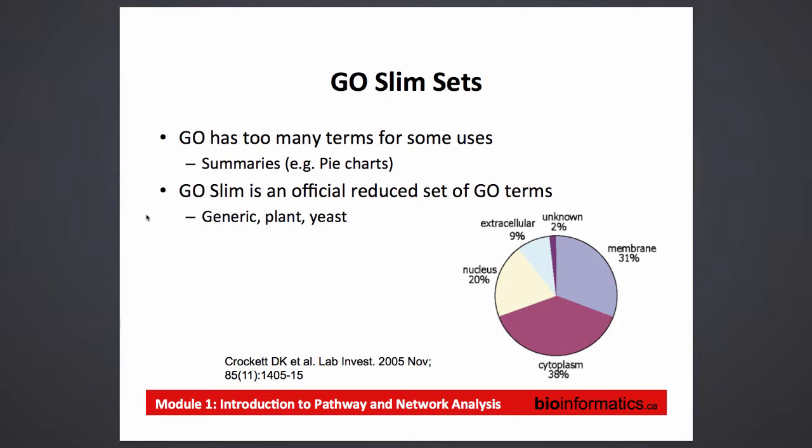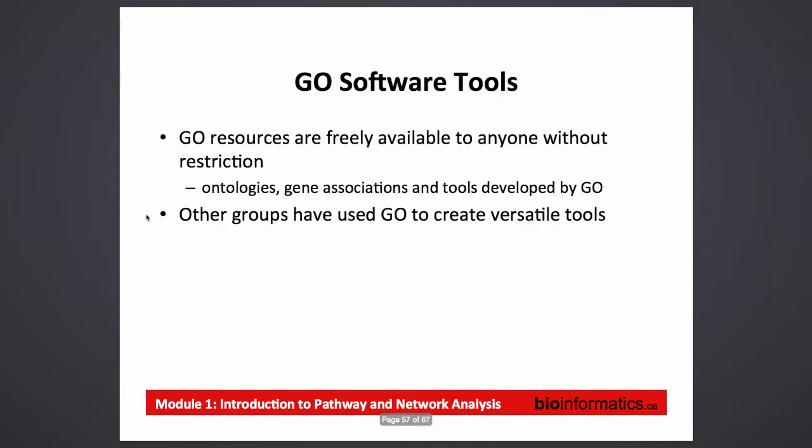For example, if you have this complex tree of different terms, it's very difficult to draw a pie chart of things represented in your gene set, but it's more feasible to do when you look at the GO Slim set, where the vast majority of detail has been pruned in order to provide a simplified version of annotations.